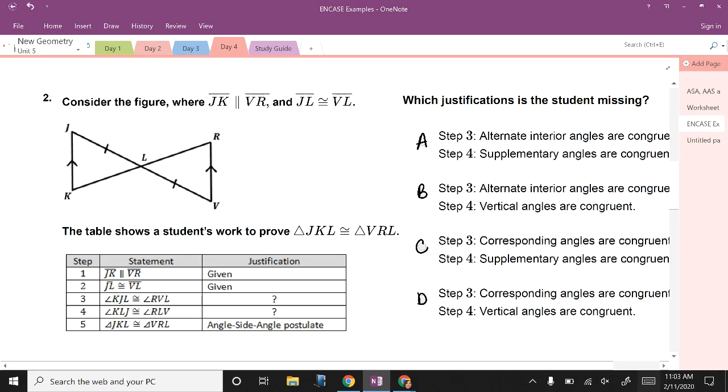Finding 2 justifications. For 2 reasons. Any questions on this lesson?